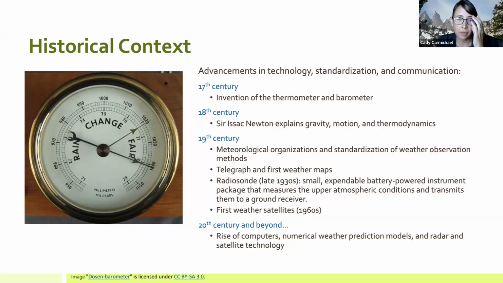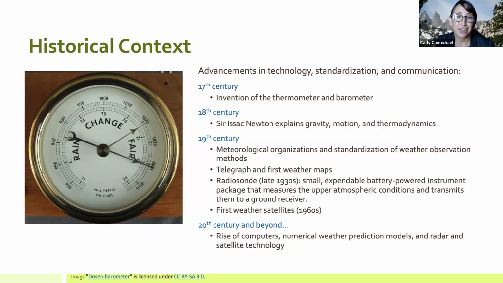And then in the 19th century, first up, you had the establishment of meteorological organizations. One of the big ones is the Meteorological Office in the UK. And you also had the focus on standardizing weather observations and weather observation methods.